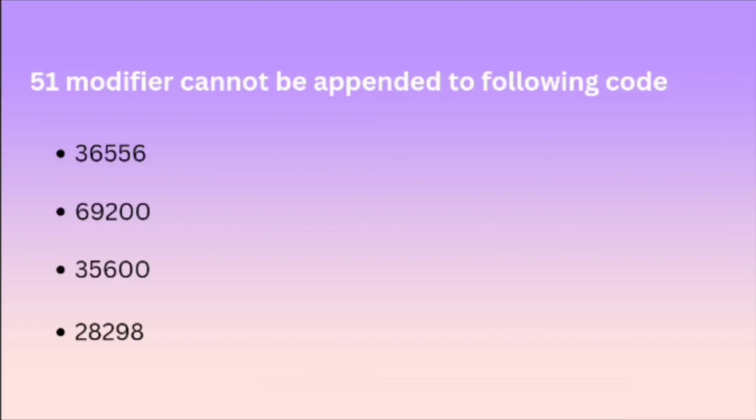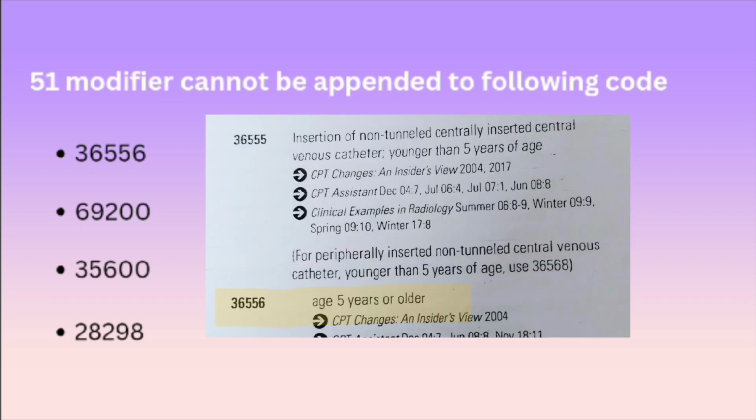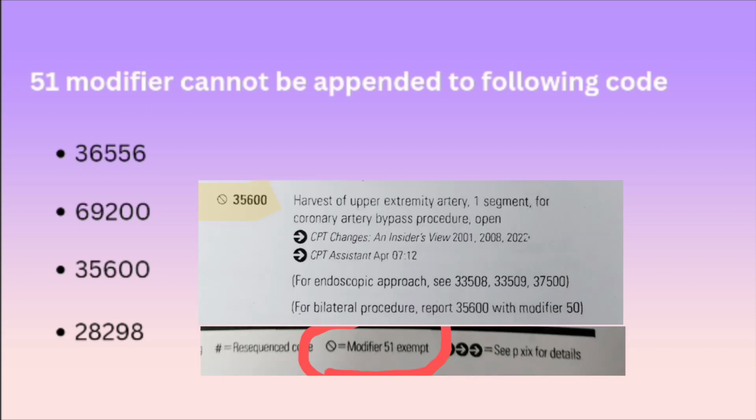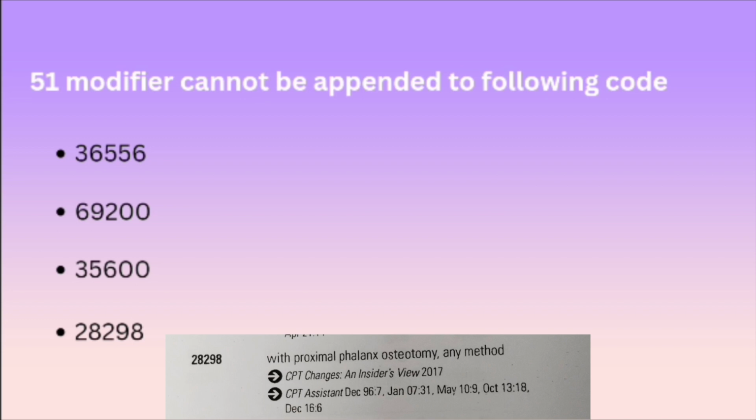So the next question is, the 51 modifier cannot be appended to the following code. First code, 36566. Insertion of non-tunneled centrally inserted central venous catheter, age 5 years or older. 69200. Removal of foreign body from external auditory canal without general anesthesia. 35600. Harvest of upper extremity artery, one segment, for coronary artery bypass procedure, open. Last code is 28298. Correction, hallux valgus with sesamoidectomy, when performed with proximal phalanx osteotomy, any method.